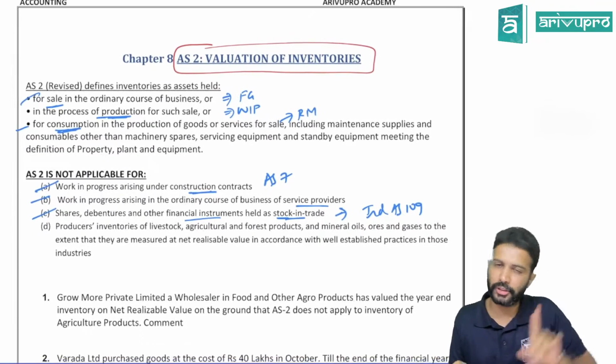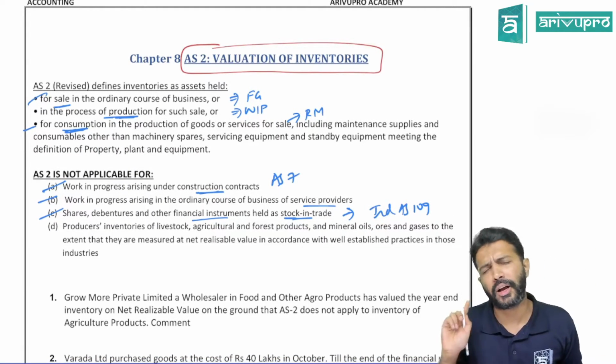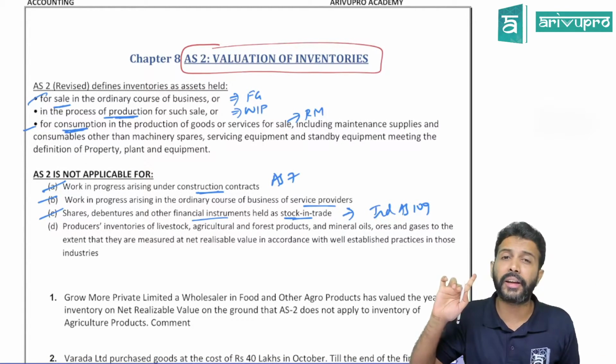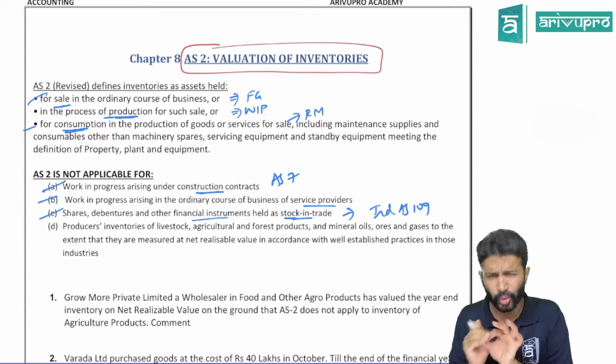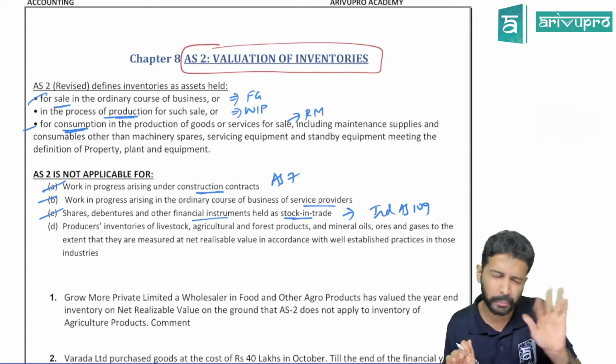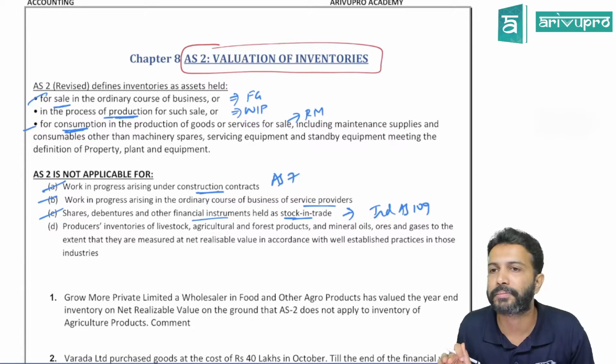Now don't worry about this. It's a big-ticket standard; we'll learn it at ease, and it's a very interesting standard. We will learn it in CA Final. For now, know that AS 2 is not applicable. That much is sufficient. Okay, sir.